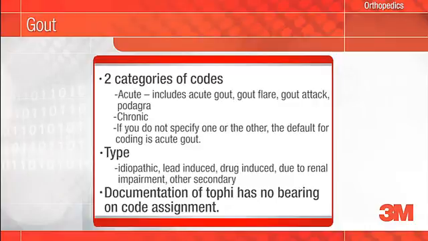Note that the inclusion of tophi in your diagnostic statement has no bearing on code assignment. When the coder attempts to code gout with tophi, ICD-10 instructs the coder to see gout by type. So a diagnosis of acute tophi gouty arthropathy is still missing several crucial elements: the type, as detailed previously, for example, idiopathic or due to renal impairment, the site, and laterality. Let's tell the right story by completely describing the condition in your diagnostic statement for each patient encounter.